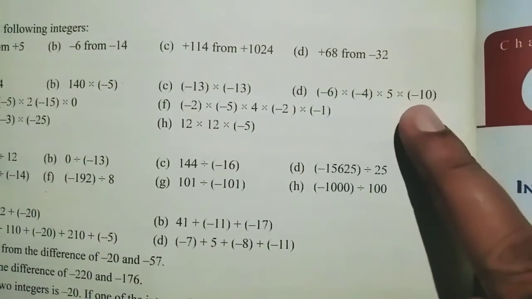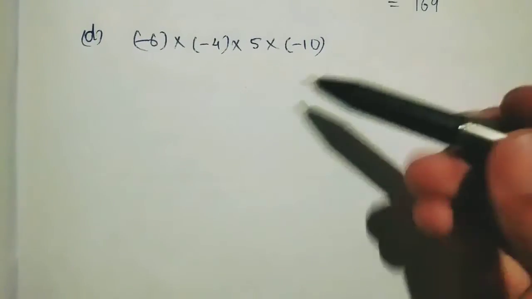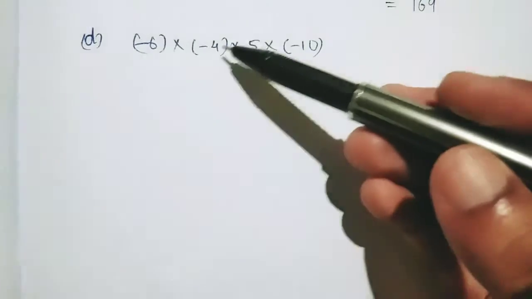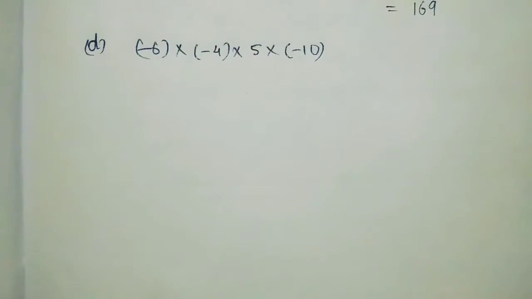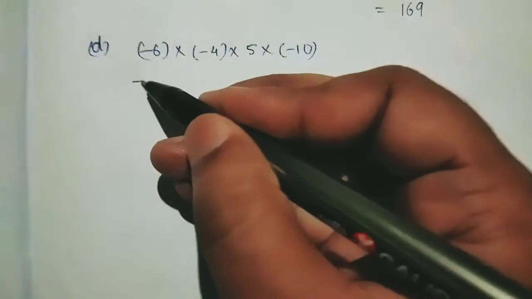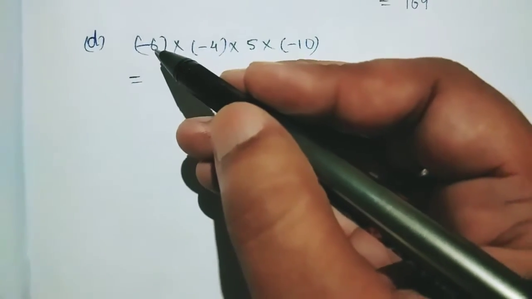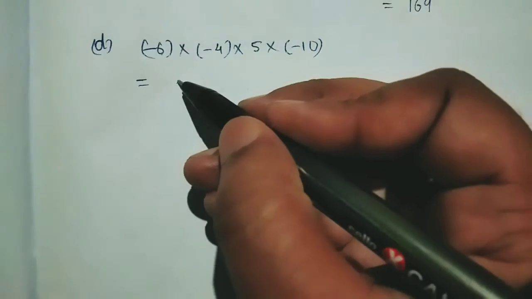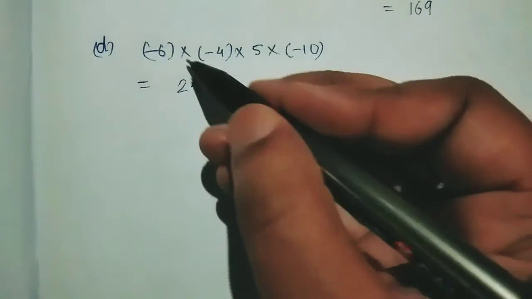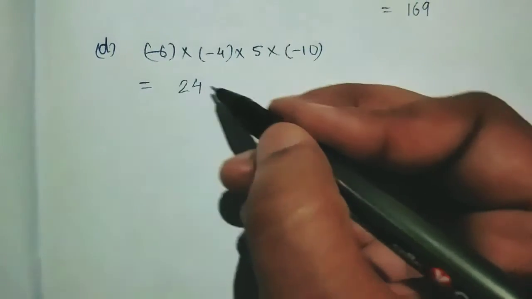Here 4 numbers are given. 4 integers are given. Okay. Here in this question, 4 integers are there: minus 6 into minus 4 into 5 into minus 10. So how to solve this question? You will solve two integers together first of all. So first of all 6 into 4. Okay. 6 into 4 is what? 24. Now what is the sign here? Minus minus is plus. So it will have plus sign.